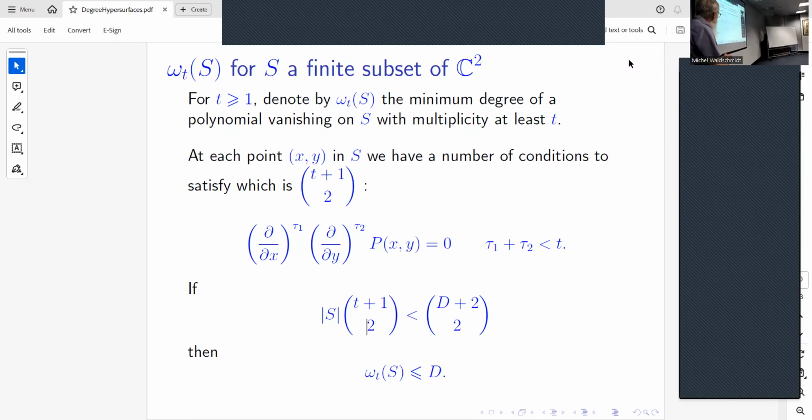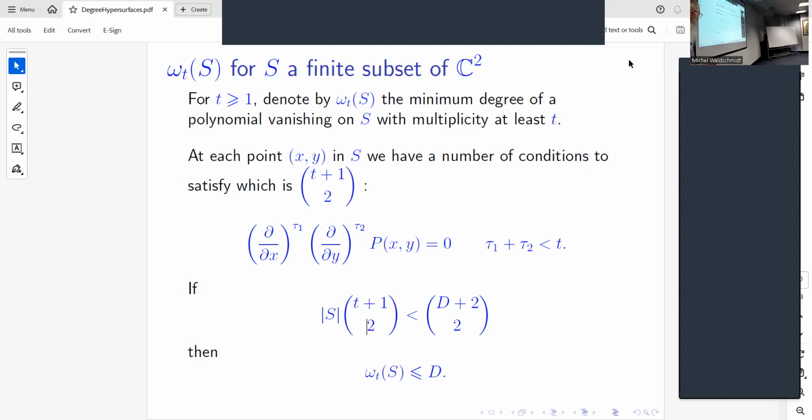And we have to take the derivatives of p at the point (x, y) for all (x, y) within S. And the derivatives are tau1 with respect to x, tau2 with respect to y, and the sum has to be less than t. How many conditions do we have? It is the binomial coefficient (t+1 choose 2).